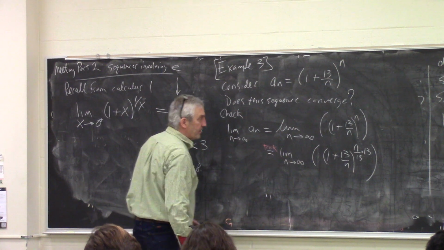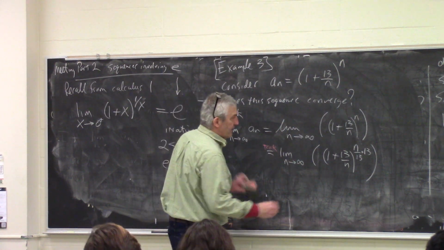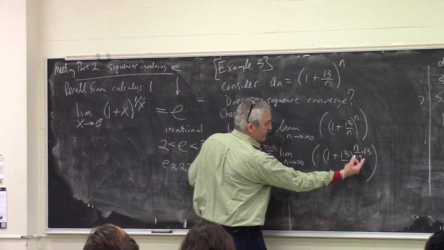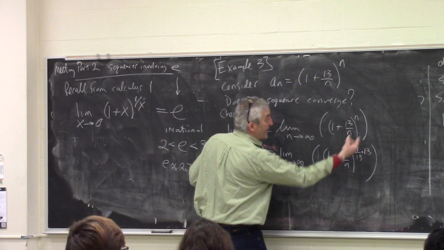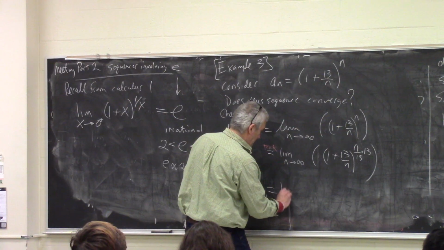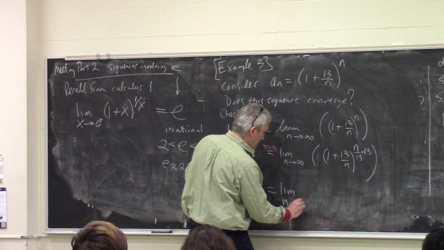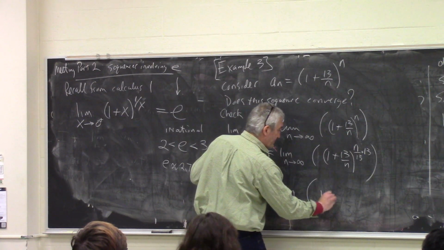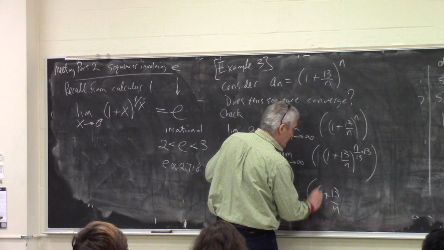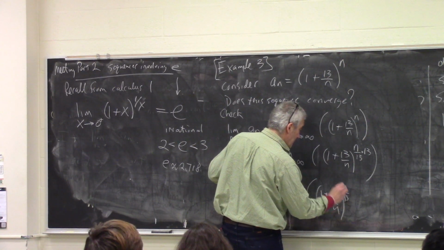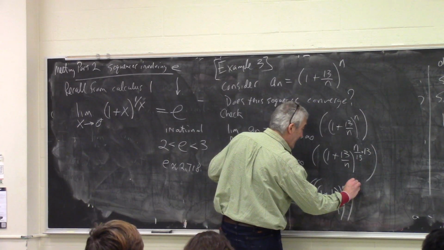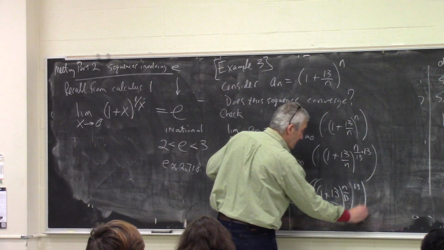And now we're going to use a rule of exponents: this is something raised to a product, so I can raise it to one power first and then the next power. So I'm going to do (1 plus 13 over n) raised to the n over 13th power, and then I'm going to raise that to the 13th power. There we go.